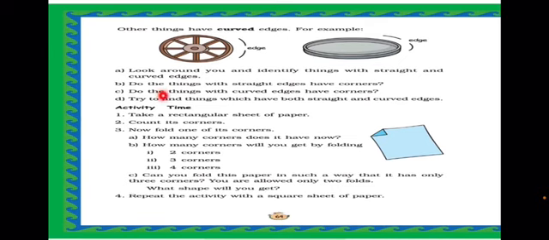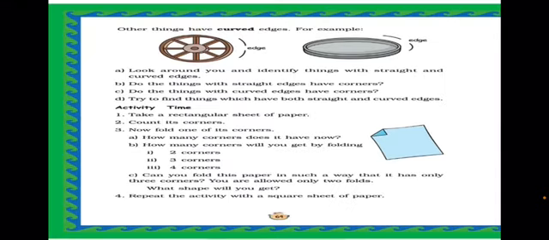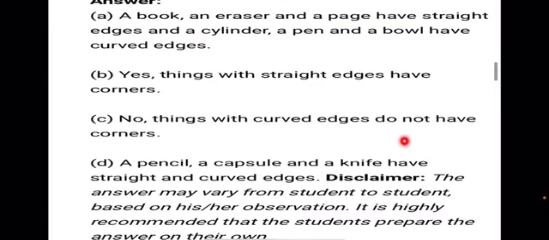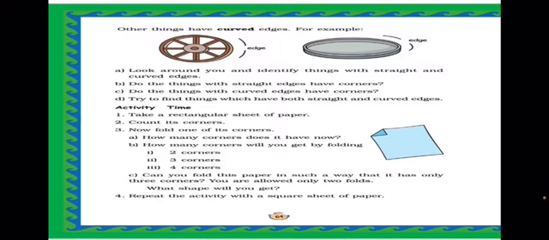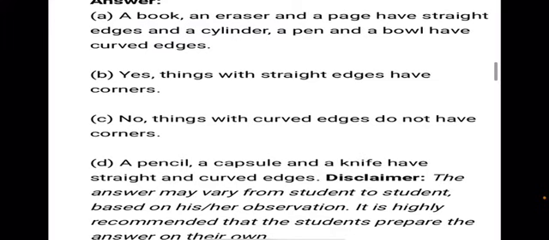Do the things with straight edges have corners? Yes, things with straight edges have corners. Do the things with curved edges have corners? No, things with curved edges do not have corners. Try to find things which have both straight and curved edges. So there are some things that have straight edges also and curved edges also. So a pencil, a capsule and a knife have straight and curved edges also. Now the answers in this can vary from child to child.